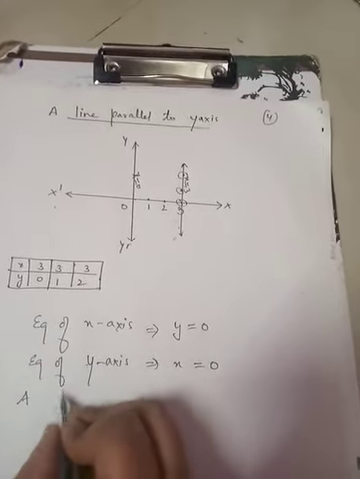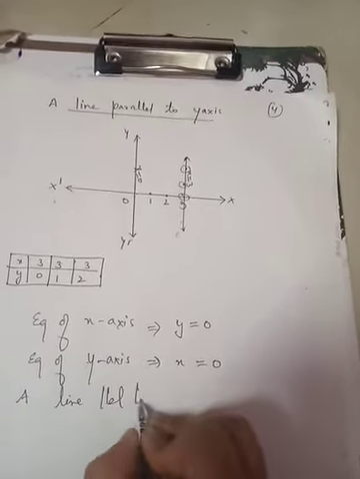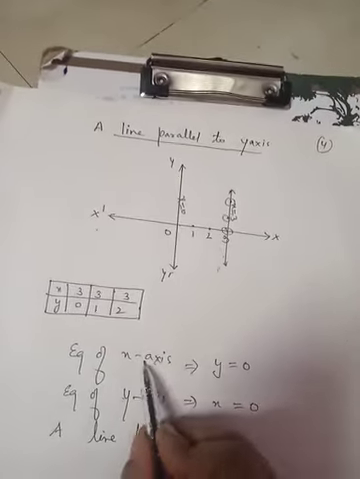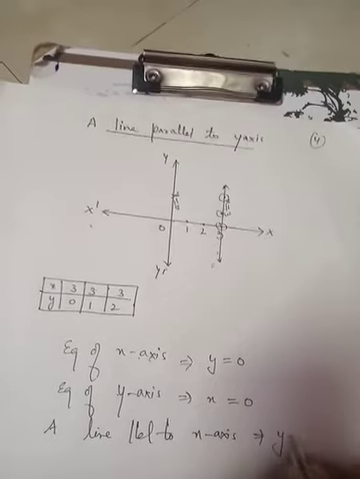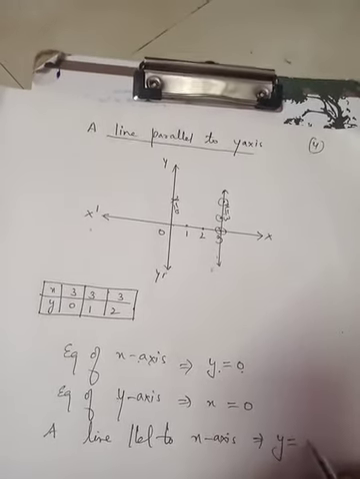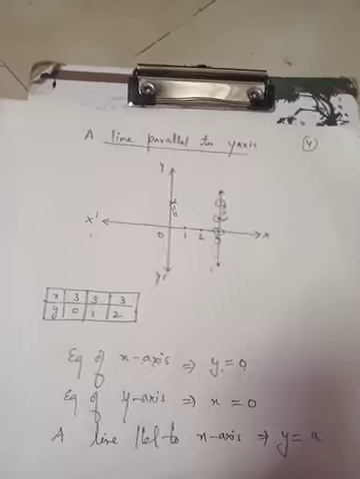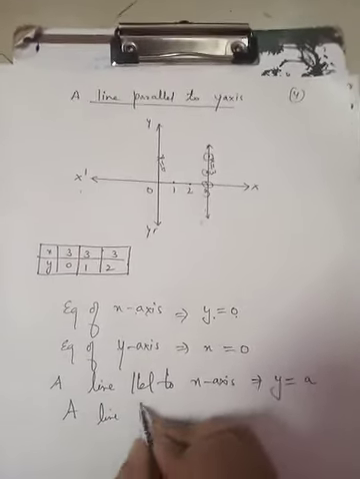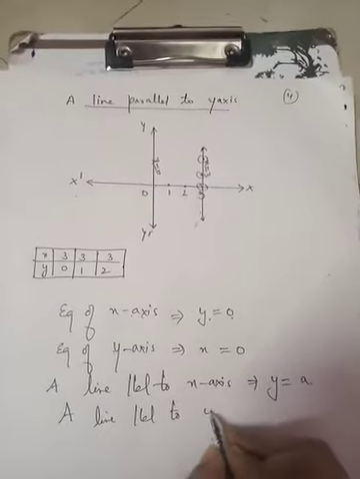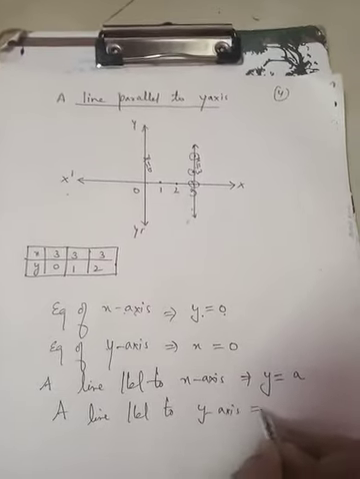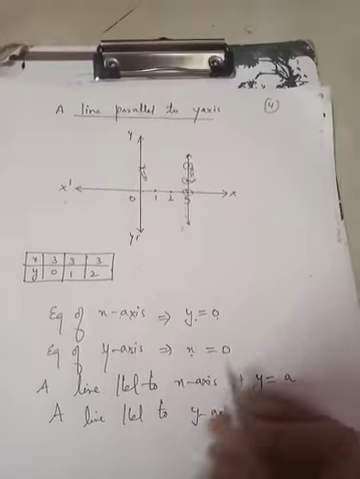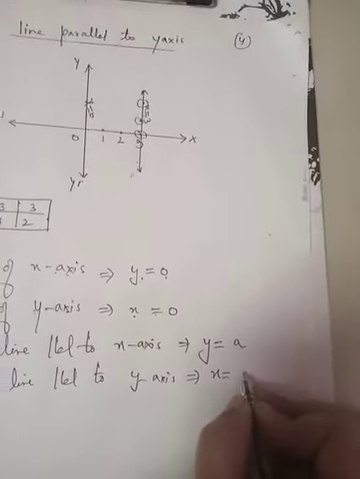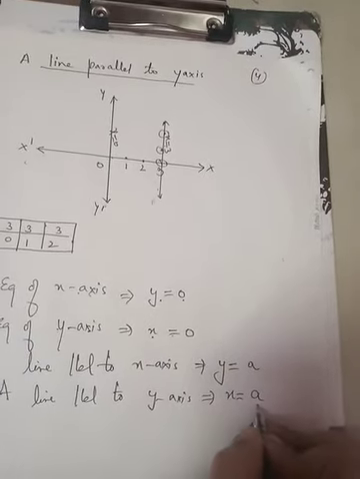A line parallel to the x-axis will behave like the x-axis. It will be y is equal to some number, from where it is passing. Let it be a. And a line parallel to the y-axis will behave like your y-axis, that is x is equal to, but from where it is passing, let it be a, so it will be x is equal to a.